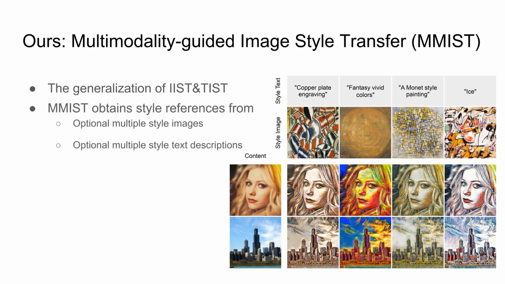More specifically, an MMIST method obtains style references from any number of style images and style text descriptions. It's worth noting that both style images and style text descriptions are optional. In other words, MMIST should also be compatible with single-modal style input. MMIST features a unified approach to handle multimodal style references in a flexible way. It also delivers improved performance on the visual quality of the stylized images.